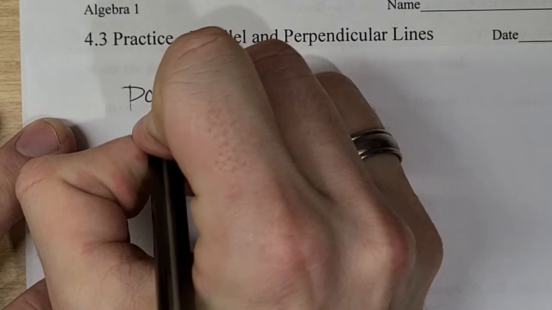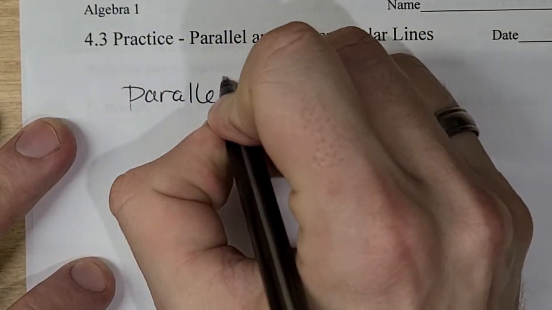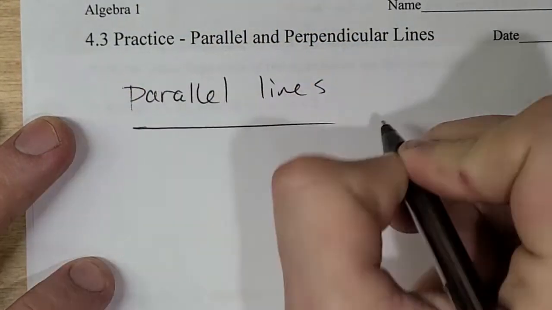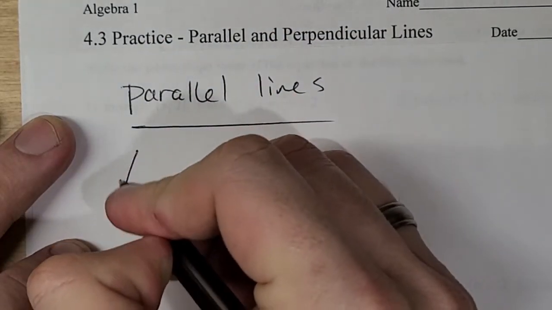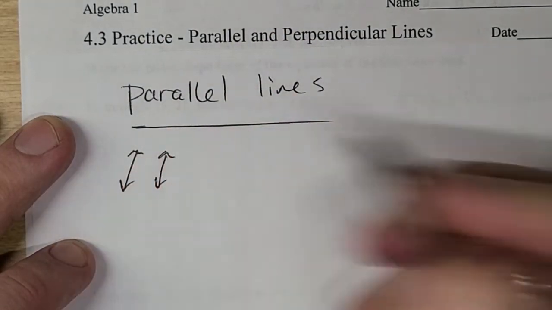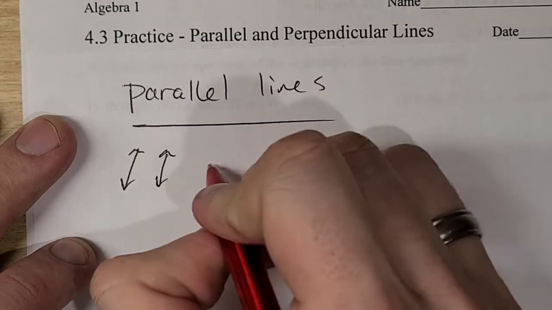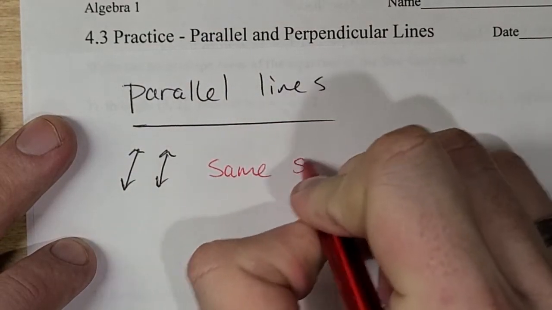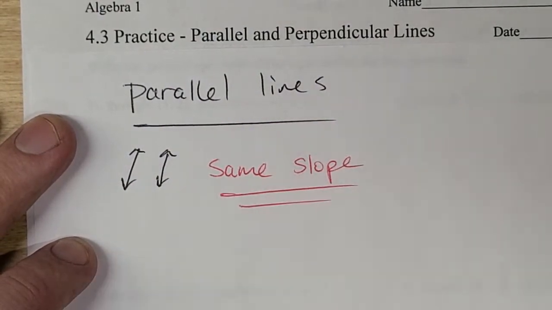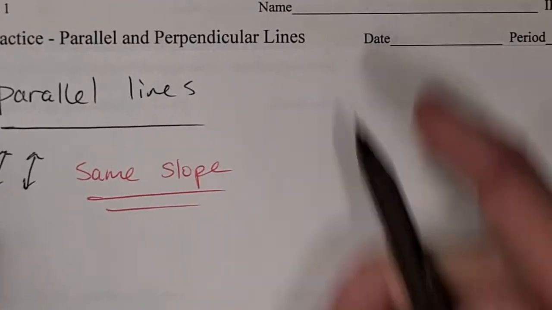and perpendicular lines. So parallel lines, the big thing that we learned about them, besides the fact that it's just two lines that never touch, is the fact that they have the same slope. That's it. That's the big thing.